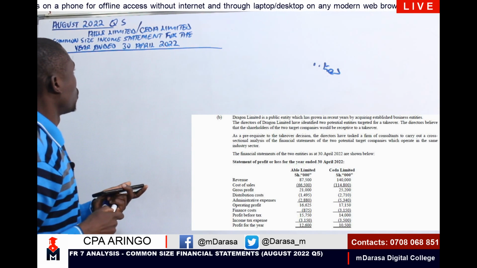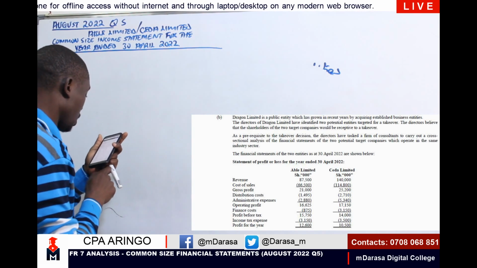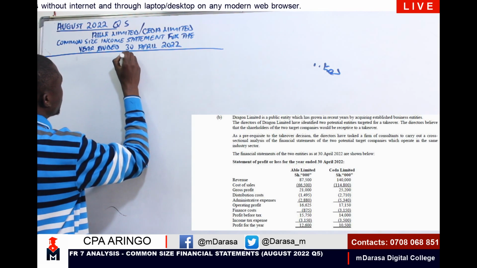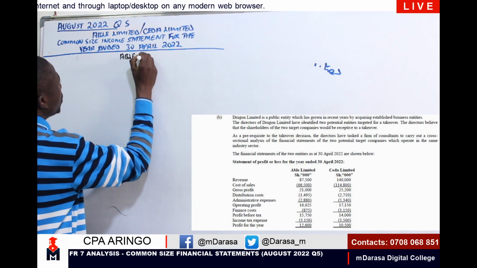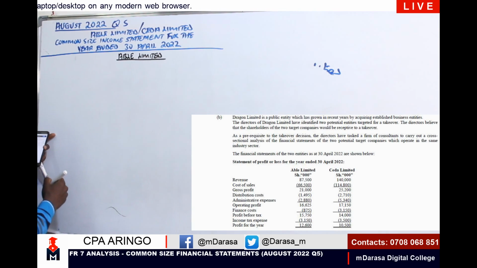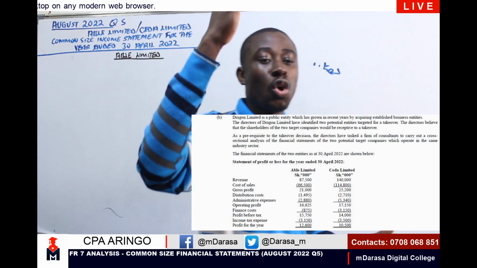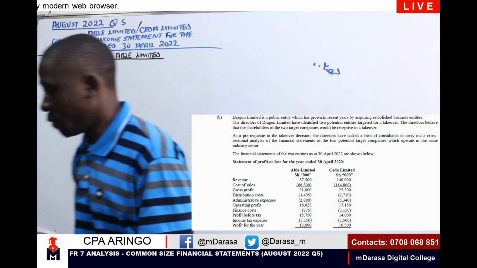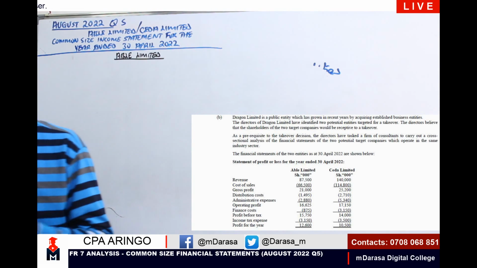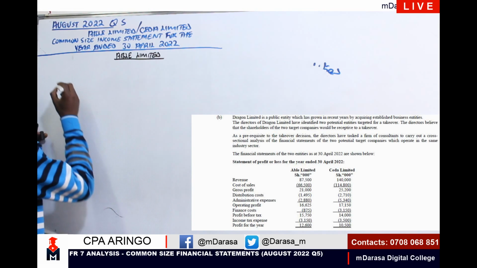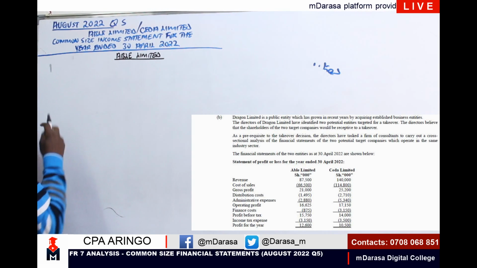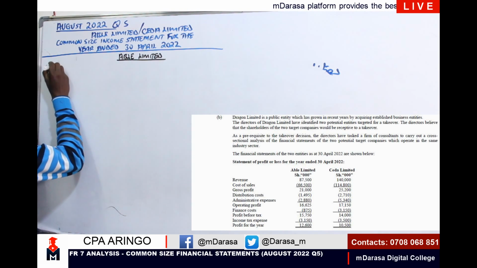I'll have our income statement here, which I can start with Able Limited. I've said I'm going to do only one company. The first thing you can do is copy and paste exactly the way our figures are, and that is what Mwalimu is going to do here, starting with revenue.